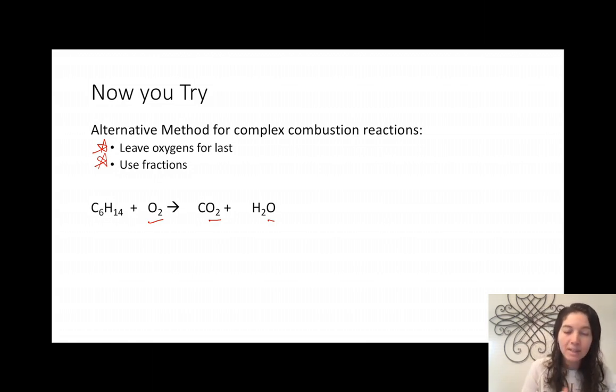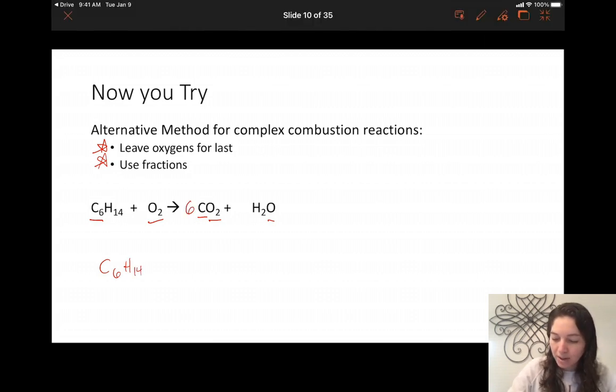So let's balance everything first before our oxygens. So carbon, there's 6 carbons in C6H14. We've got 1 carbon on this side, so we're going to fix that. Sorry, we're just going to add a 6 here. That way I don't have to write all that out.